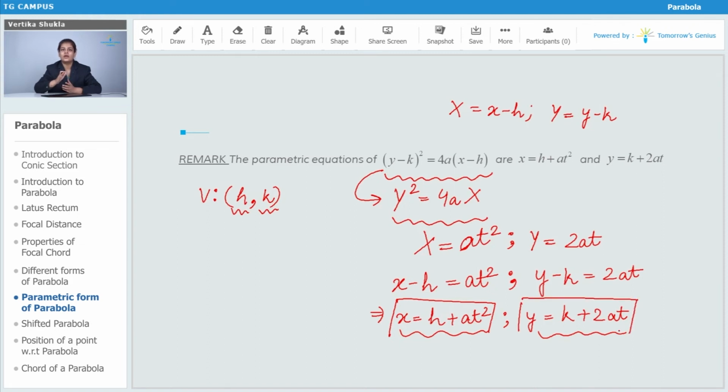Similarly, the way in which we have found it for y square is equal to 4ax, you will have to find that for y square is equal to minus 4ax also, x square is equal to 4ay also, and x square is equal to minus 4ay also. The same way in which we have solved it for y square is equal to 4ax. For all these parabolas, if the vertex shifts, there will be a change in the parametric coordinates of these parabolas also.